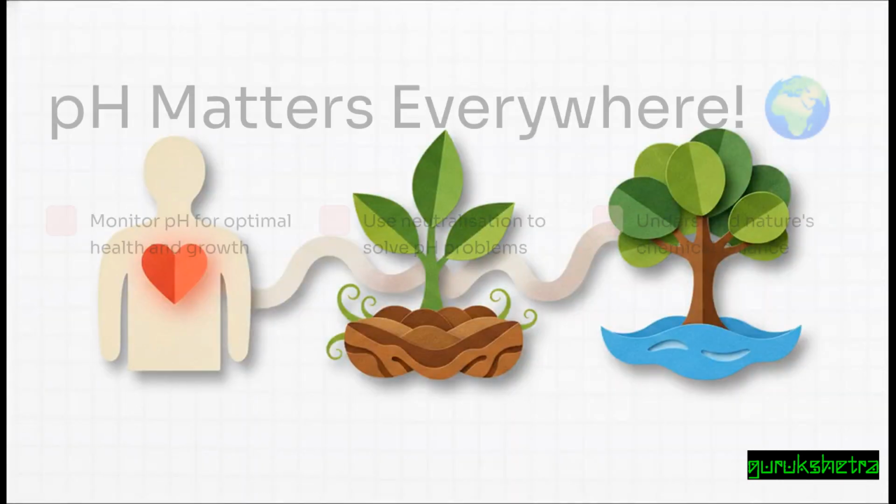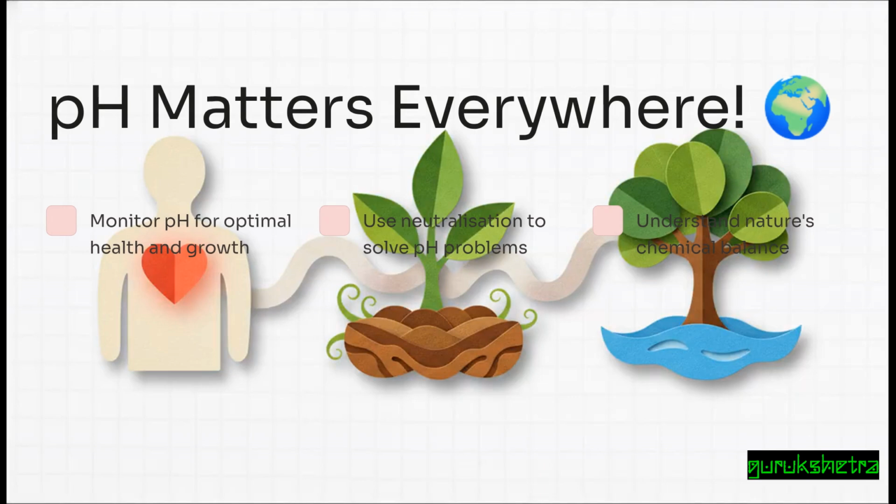So, to wrap all this up, mastering this invisible chemical balancing act is absolutely vital to our world. We use it to monitor our health, keeping our blood chemistry safe and our digestion comfortable. We use it to optimize agriculture, ensuring we can feed the world through careful soil testing. And we use it to protect the environment, monitoring acid rain to save vulnerable ecosystems. pH truly matters everywhere you look.